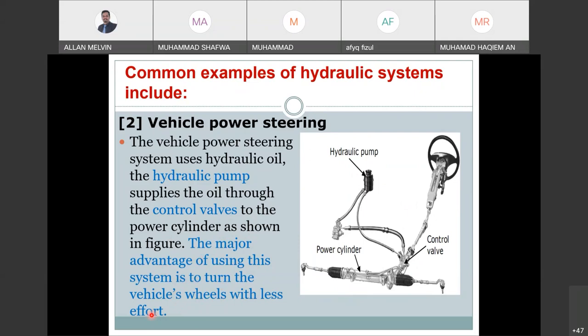So you tak perlu macam susah pusing. Kadang-kadang kita tengok dalam lori, so I think now lorry also already have power steering, but at times you will see they will keep on turning the steering to make a full turn. So it requires a large effort. So when you have vehicle power steering, you can turn the vehicle wheels with less effort. So that's how it will be useful.